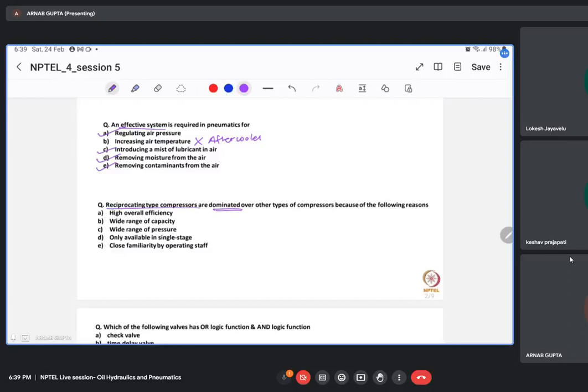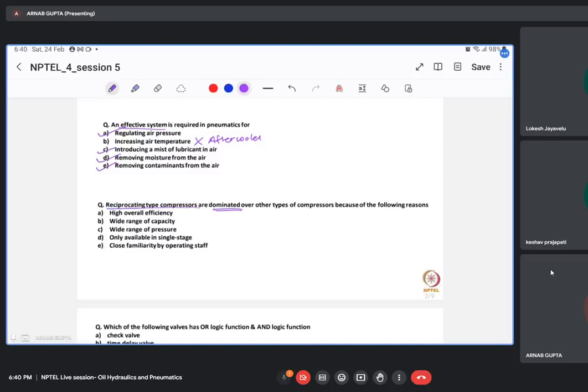Next, reciprocating type compressors are dominant over other types of compressors because of the following reasons. As you might know, most of the air compressors being used are reciprocating type only. Very few are of rotary type. Mostly they are reciprocating ones. So, why?